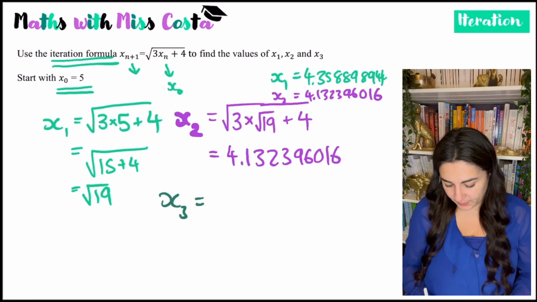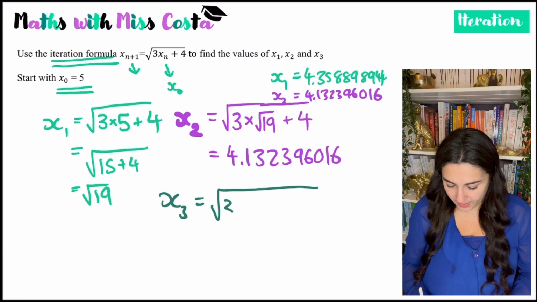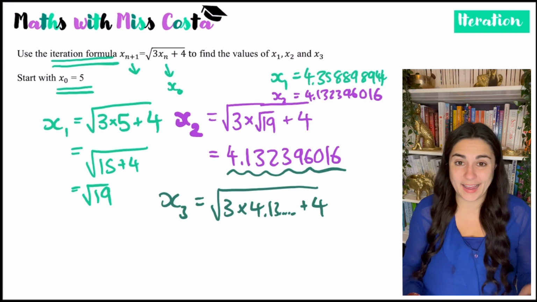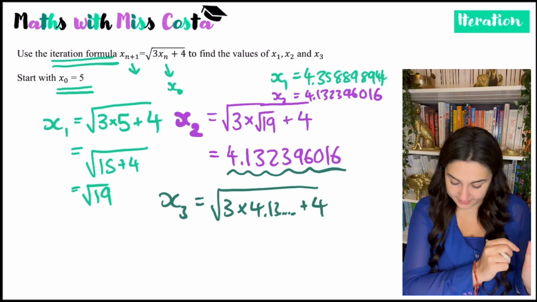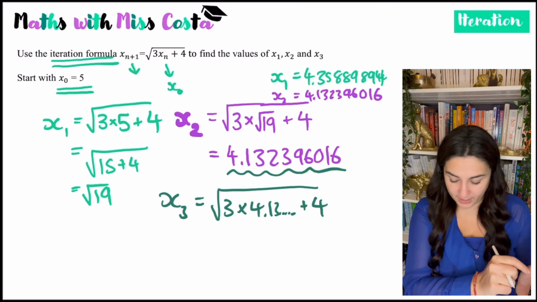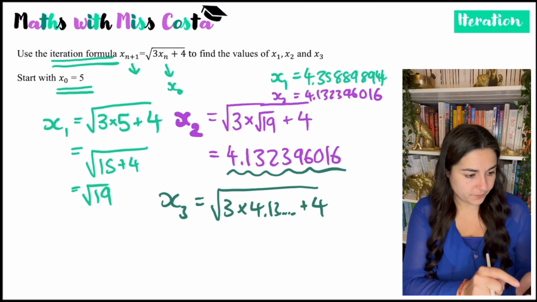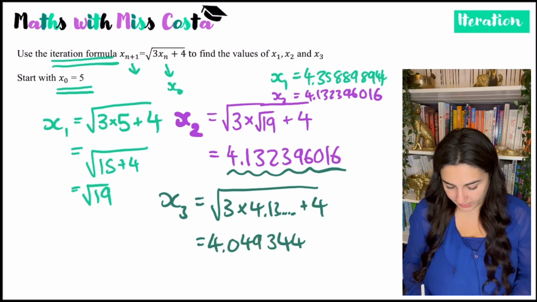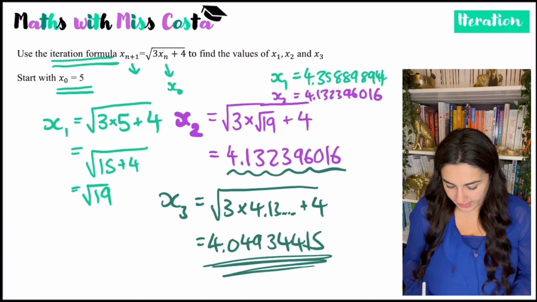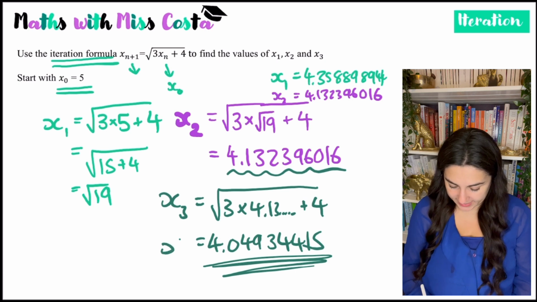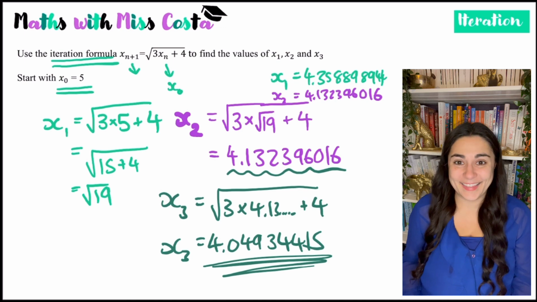And finally, I do x3. So I'm going to do the square root of 3 times my previous answer, 4.13, and so on, plus 4. So now I could even just plug it in, square root of brackets, 3 times answer, close brackets, plus 4 gives me 4.04934415. And there we go. I have worked out x1, x2 and x3. And that's that.